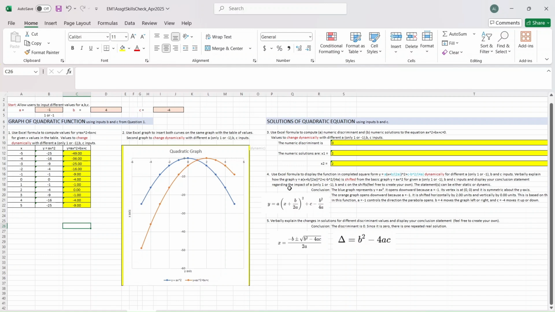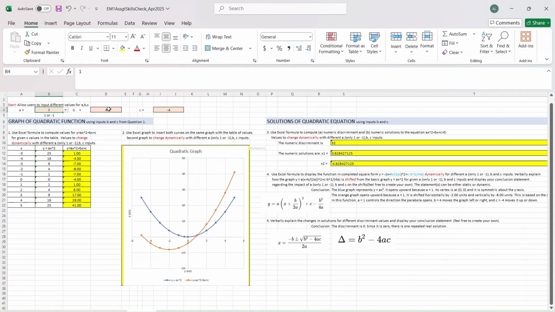Here's a quick breakdown of what each parameter does. A controls the direction and width of the parabola, B shifts the graph left or right, and C shifts the graph up or down. So, for example, if A equals 1, B equals 4, and C equals minus 5, the graph shifts left by 2 units and down by 9.